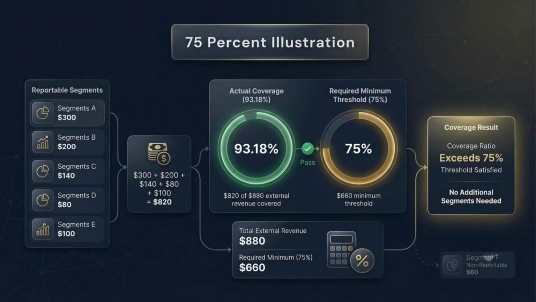In our illustration, reportable segments are A, B, C, D, and E. Their external revenues are 300, 200, 140, 80, and 100. That totals 820. Total external revenue for all segments is 880. The required minimum is 75% of 880 or 660. Actual coverage is 820 divided by 880, which is 93.18%. The test passes, so segment F does not need to be elevated to reportable status.